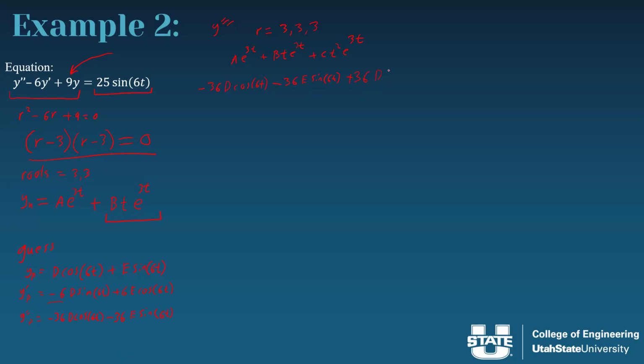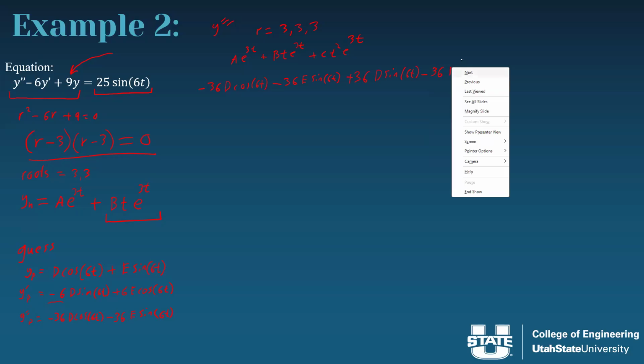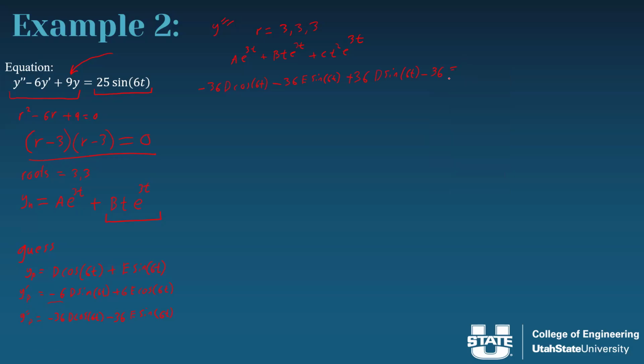Positive 36d sine 6t. And then for this next one, we have a positive, so it's going to be negative. Oh, no, sorry. You're good. Oh no, I'm messing up. Let me see this e. Okay, e. Whoops, it disappeared. Okay, let me see. Cosine of 6t.